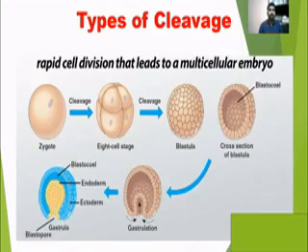I will just show you here. Here the first cleavage and the second cleavage are at a right angle, and the third is horizontal. But in this case, it is slightly above the equator region, and in other eggs we can observe it is exactly at the equatorial region, means the blastomeres of these cells are the same size.